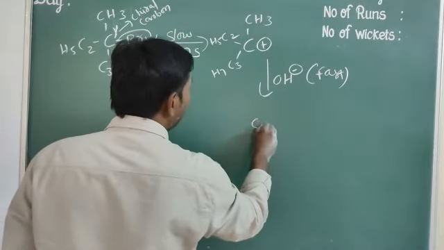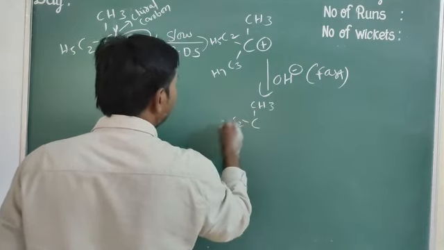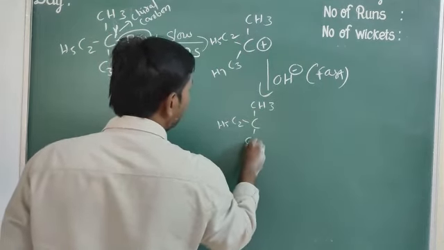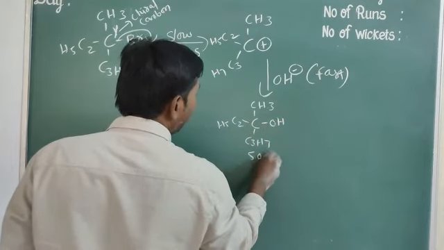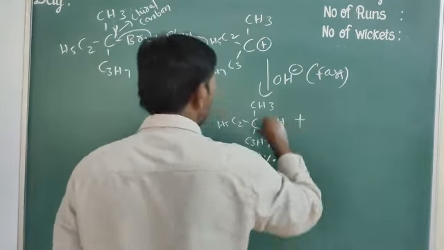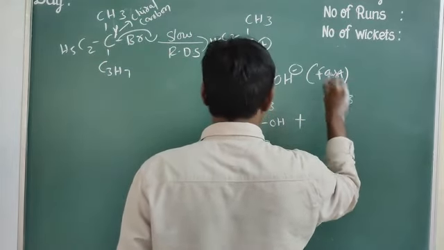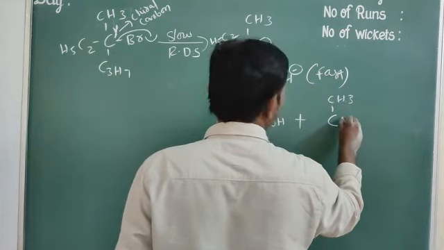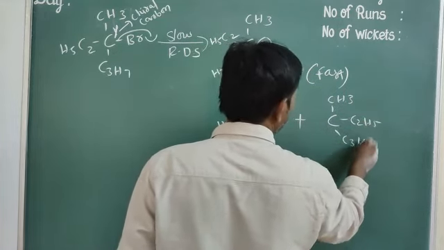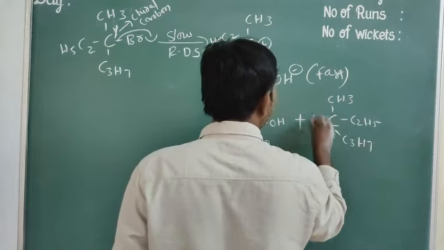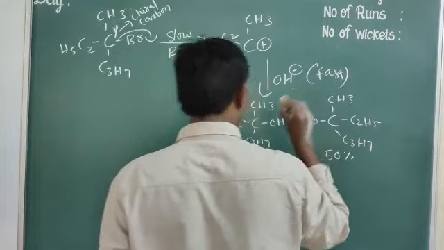Okay, that's why CH3, C2H5, C3H7, OH, 50%. Next, CH3, C2H5, C3H7, OH. This is also 50%.